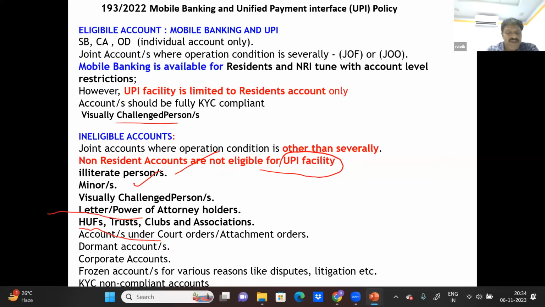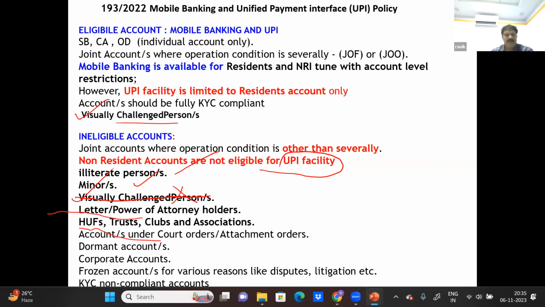Minors, we will remember. Here, a small mistake I observed. Visually challenged, here also they have written. But I think this is a typing mistake. It should not be there. Visually challenged are now eligible, because in all places I have seen visually challenged as eligible. So they forgot to remove this visually challenged ineligible entry. Whatever is in the circular, I have copied here. So we will presume it is not there.